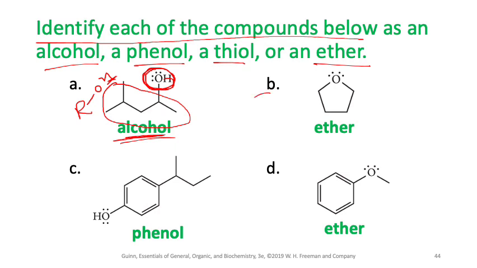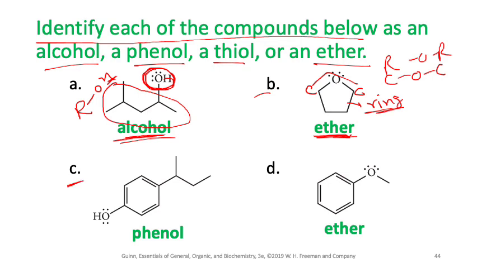For part B, why is this an ether? Because we have C, so COC, right? ROR: carbon, oxygen, carbon, and this oxygen is a part of the ring, right? So this is an ether. So you always have to just check whether you have an ROR group or an ROH group, right? So this is an ether present in the form of a ring.